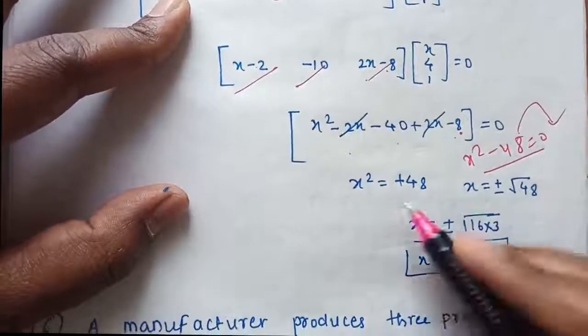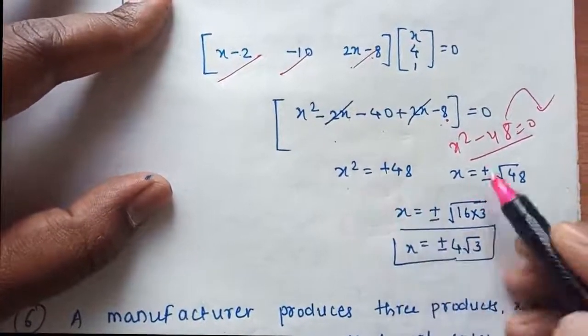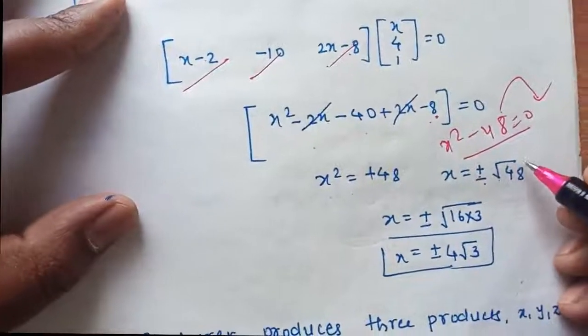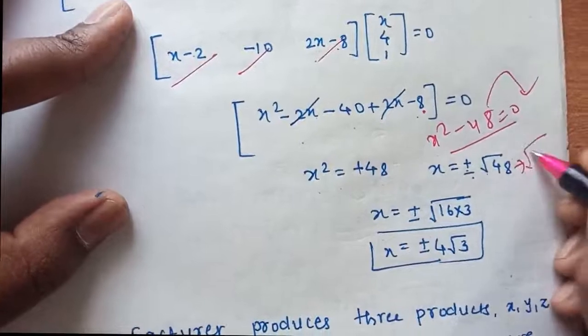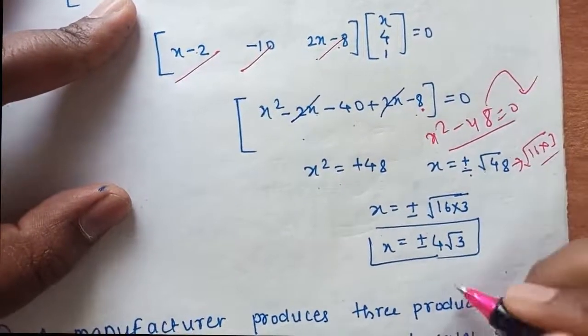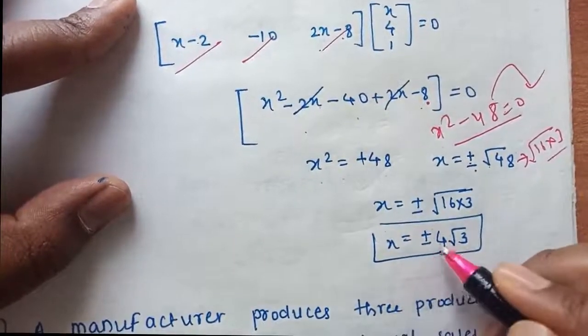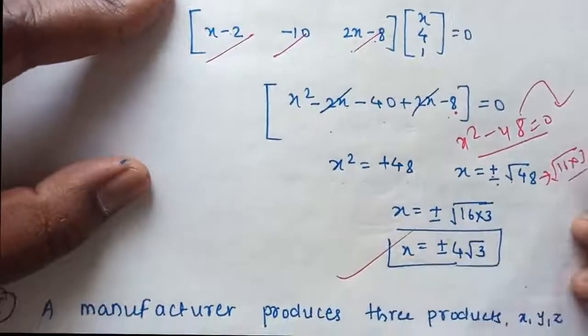So I got X square minus 48 is equal to 0. If you take 48 to this side, it will become X square is equal to 48, X is equal to plus or minus root of 48. Now I don't know the exact square root of 48, so I will write it as 16 into 3. One is a perfect square, one is not. The square root of 16 is 4. So X is equal to plus or minus 4 root 3. In this way also we can solve the problem.